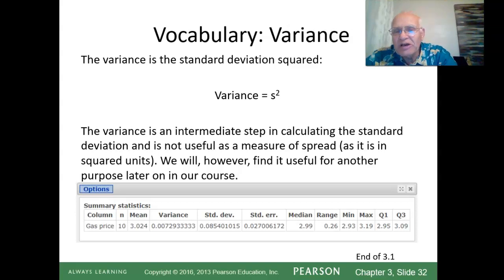We will not worry about the standard error right now. And the other numbers, the median we understand, and the range, the min and the max, I think we understand. Q1 and Q3 we will talk about later. So I'm going to stop right there. That's really the end of section 1.1, and we will move on to 3.1. I apologize. And we'll move on to 3.2.